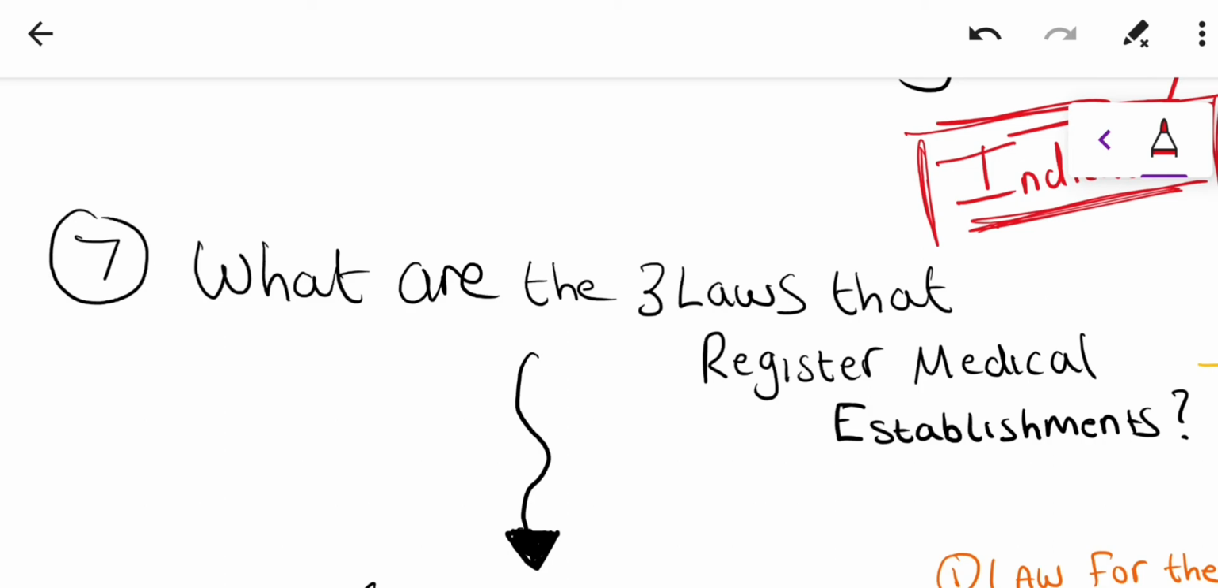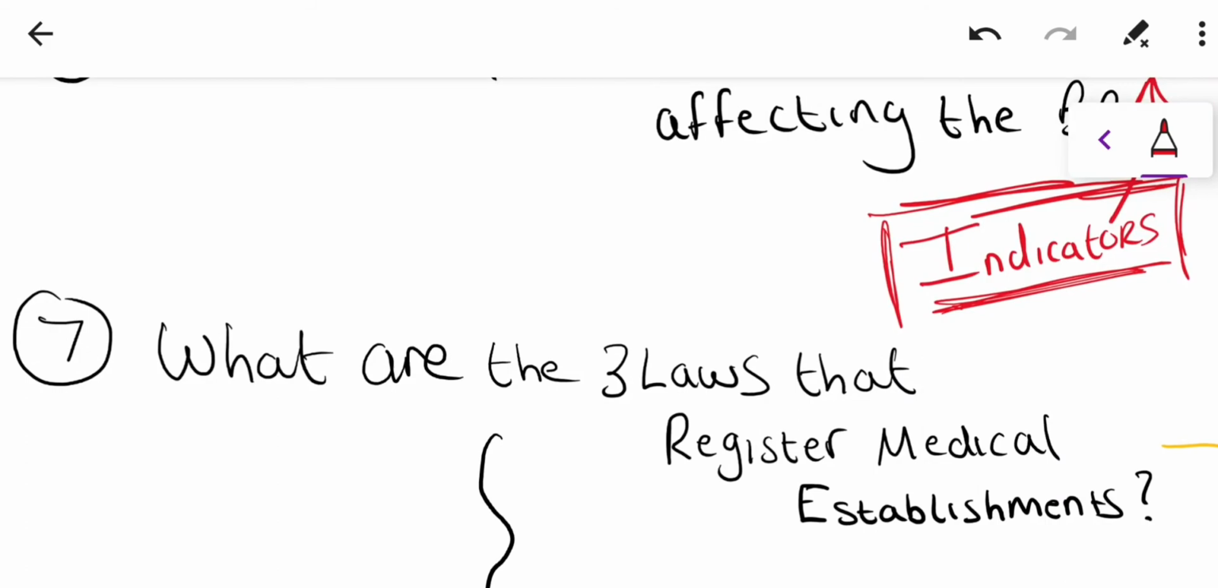Now, this is one of the filthiest questions I've seen. I saved the best till last. If you get this right, then you've aced social med. You'll definitely pass. If you know this, you know your stuff. What are the 3 laws that register medical establishments?